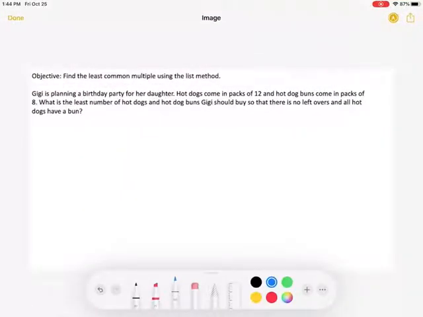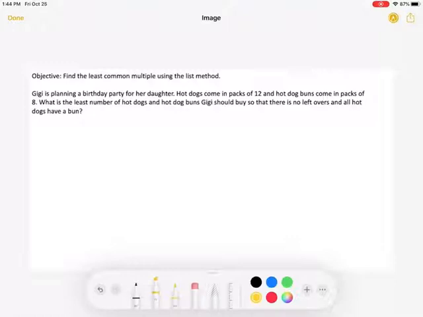Okay, so today our objective is to find the least common multiple using the list method. And I've got a word problem here. We're going to use the problem solving strategy, find, know, solve, just to understand and interpret the problem. So as we read, I'm going to highlight important information.